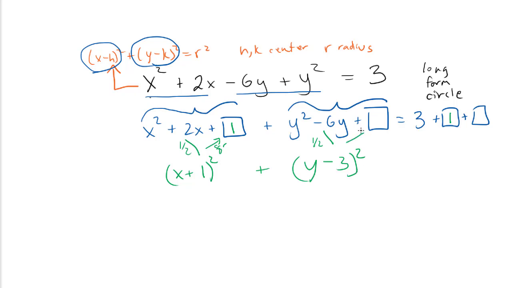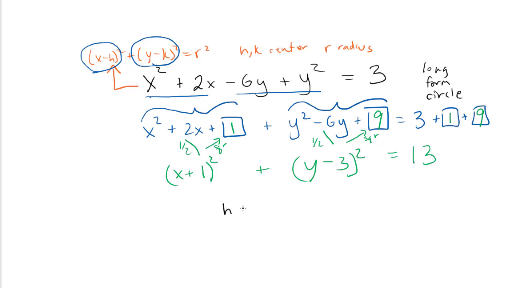Well, what do I put in the missing amount box that makes that a perfect y minus 3 squared? Well, I have to square the minus 3, which is going to be plus 9. So I have to add 9 here as well. So x plus 1 squared plus y minus 3 squared equals 3 plus 1 plus 9, which is 13. So what do I know about this circle now? I know the answer to the question.